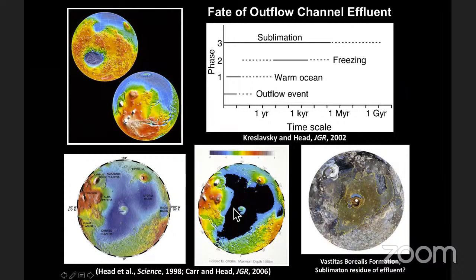People have mapped shorelines and other types of features that suggest that there might have been oceans in the late Hesperian in the Northern Lowlands here. And unfortunately, we weren't able to test that until the advent of Mars Global Surveyor, where we got global digital elevation data from a laser altimeter. And so we were able to test these models.